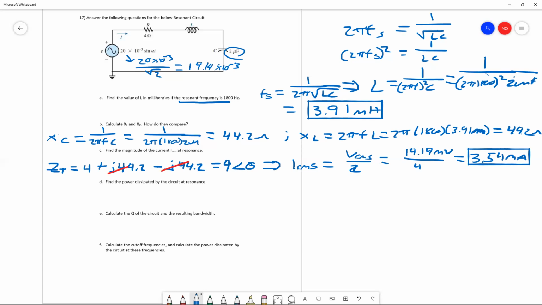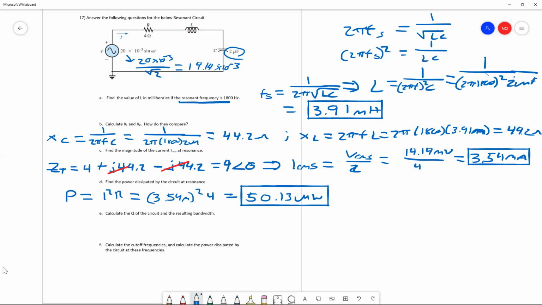Now, find the power dissipated by the circuit at resonance. So remember, because these are at resonance, they're going to cancel each other out. So all we need is P equals I squared R. That's 3.54 milli squared times R, which is 4. And that's going to be 50.13 microwatts. Remember, power is in watts. Real power is in watts.